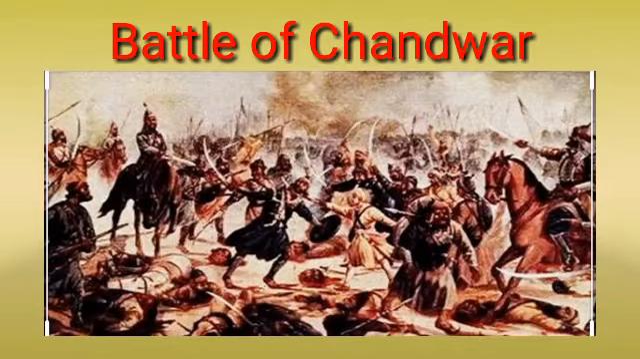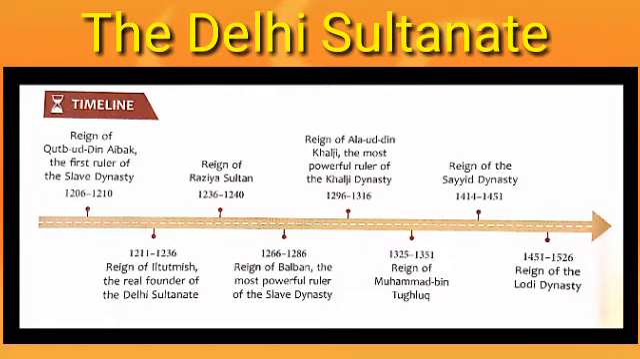In 1194, Muhammad Ghori defeated Raja Jayachandra in the Battle of Chandwar. Before we get to start the lesson, children, first let us see the timeline of the Delhi Sultanate.